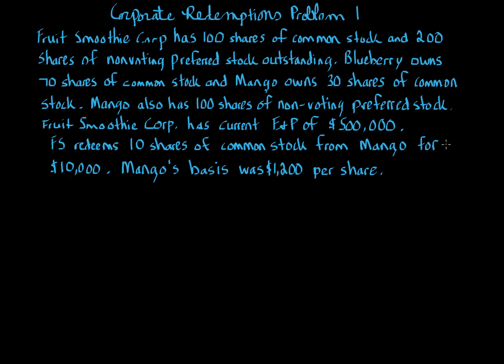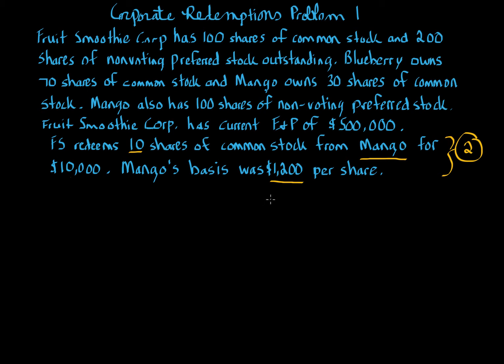So now we have variation number 2. Variation 2. So the facts are still the same from problem 1 up to this point. Still exactly the same, nothing's changed. In variation 2, Fruit Smoothie Corporation redeems 10 shares of common stock from Mango. So we're still focusing on Mango. 10 shares redeemed for $10,000. Mango's basis per share was $1,200 per share. So that's important there, okay? $1,200 per share. All right.